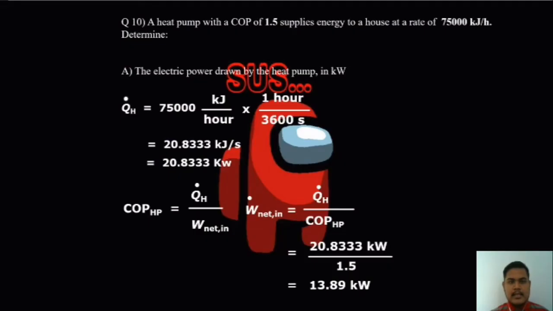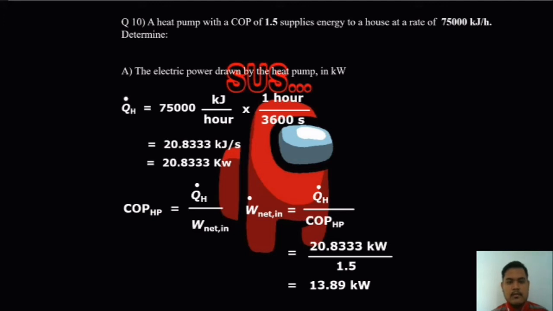The next question is, a heat pump with a coefficient of 1.5 supplies energy to a house at a rate of 75,000 kilojoule per hour. Determine the electric power drawn by the heat pump in kilowatt. First of all, we need to convert the rate 75,000 kilojoule per hour to kilowatt. So QH equals 75,000 kilojoule per hour times 1 hour over 3,600 seconds. And we get 20.833 kilojoule per second, which is 20.833 kilowatt.